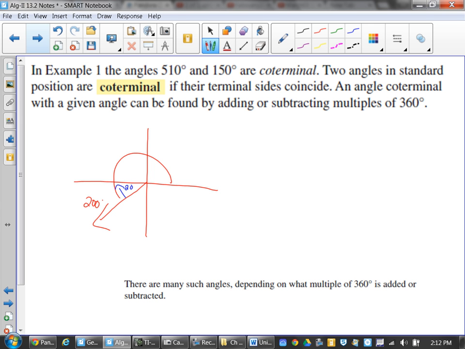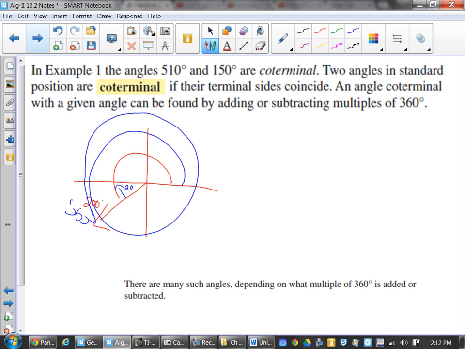Now, what I want you to think is, if I start again at 0, I come around, there's 360, 540, and then I come back down again, I'm at 560. So it's every time you add 360. And what happens is that coterminality is going to occur every time you get around to the same spot.